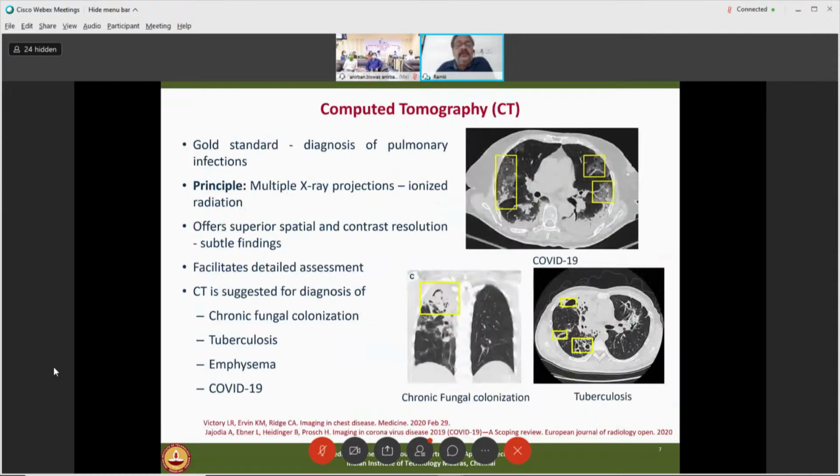So the next commonly used is computed tomography, and this is the gold standard for diagnosis of infections in the pulmonary system. There are multiple projections of an X-ray, essentially ionizing radiation. It offers much superior spatial and contrast resolution. So probably some subtle variations we can extract out of these images. It also facilitates the diagnosis of fungal colonization, tuberculosis, emphysema, and COVID-19.